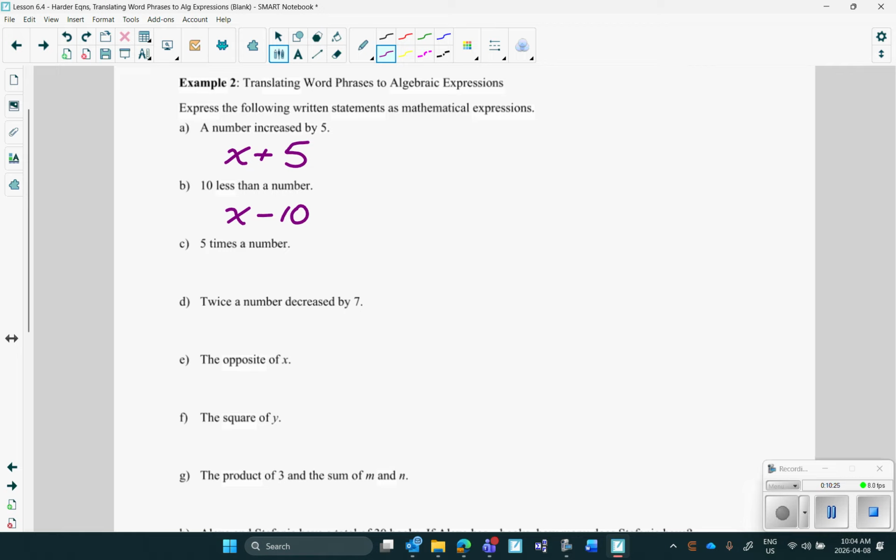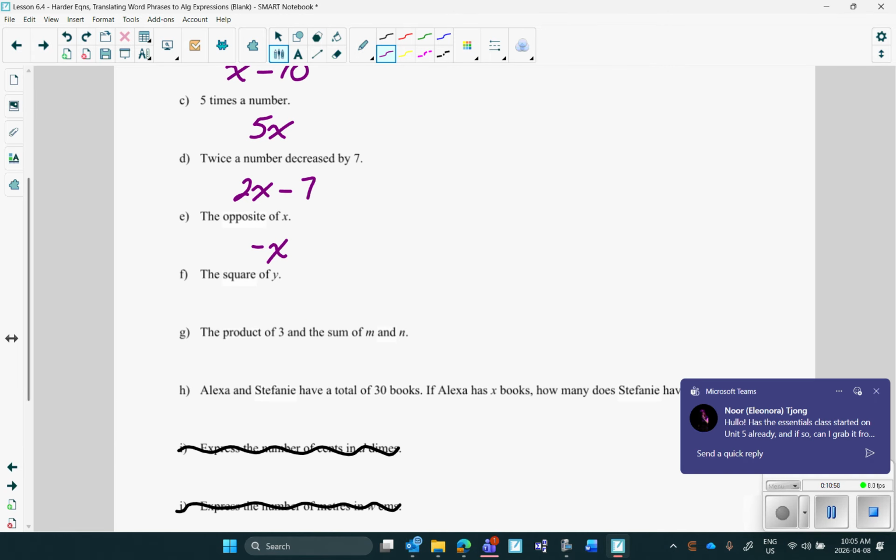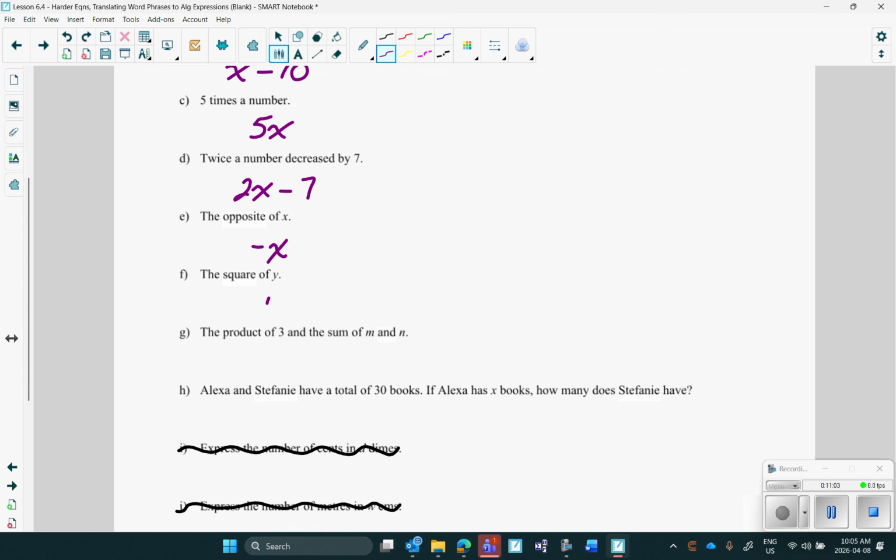5 times a number, or 5x. Twice the number decreased by 7: 2x subtract 7. The opposite of x: negative x. The square of y: y squared. That's when we do square.